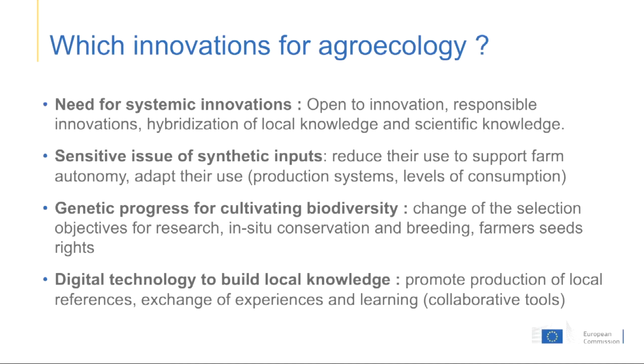The fourth point is around digital technology. Christophe mentioned that we finance actions with the CGIAR around digital technology. What we want to show is that for agroecology, we need technological tools in line with the principles of agroecology, in particular the idea of innovation and scientific knowledge, and local knowledge as well.